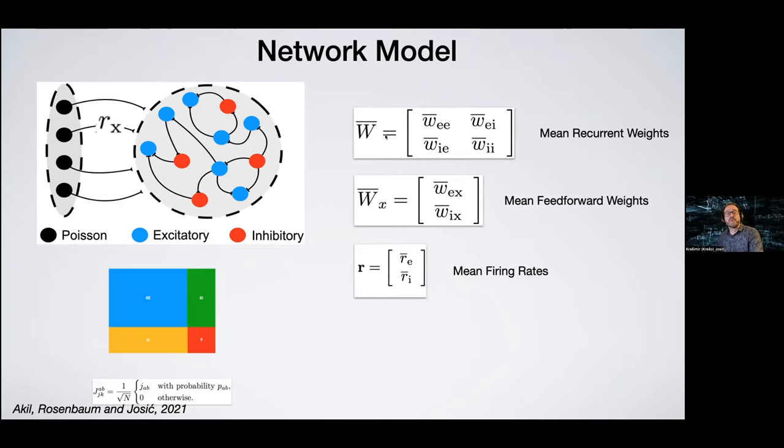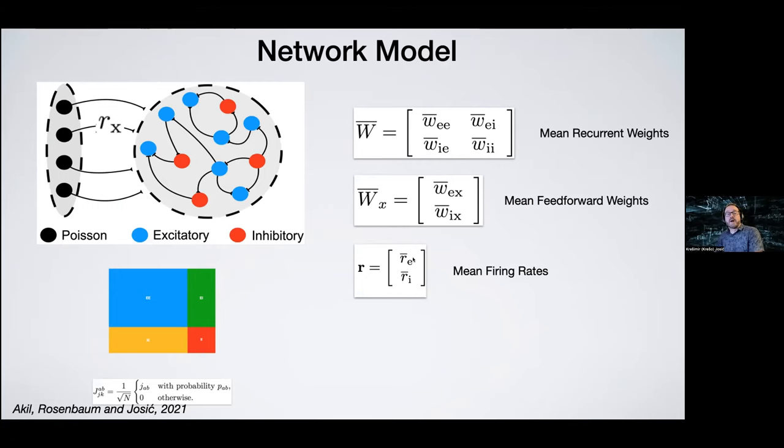It's just the average strength of the inputs between two excitatory cells, between an excitatory and an inhibitory cell, inhibitory and excitatory, and so on, right? And the same thing with W bar X, that's the mean feed-forward input. This is this part right here, the mean input of the external population to the excitatory cells, of the external population to the inhibitory cells, right? So same way. And R are the mean firing rates of the excitatory cells and the mean firing rates of the inhibitory cells.